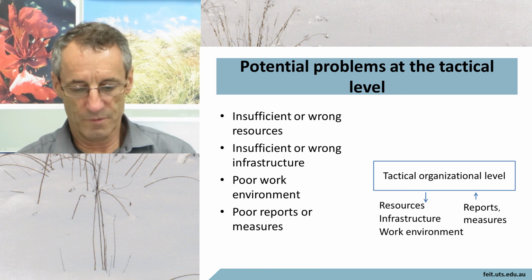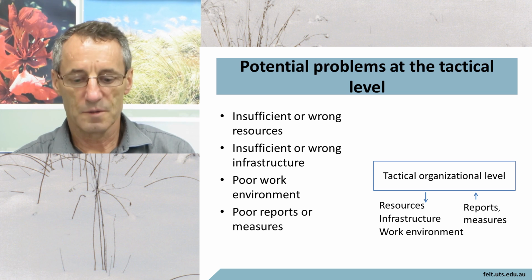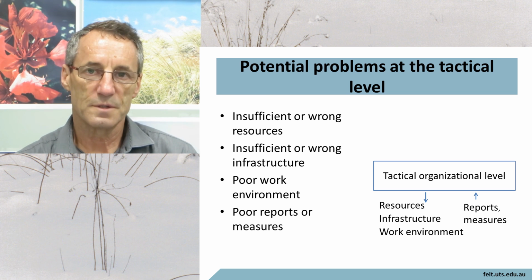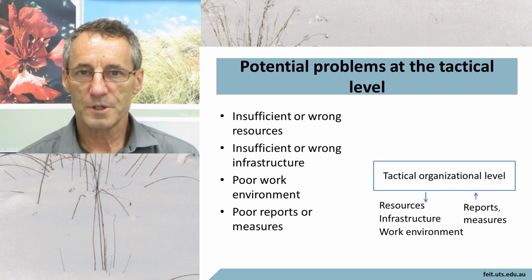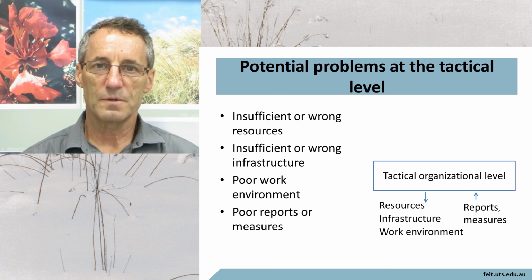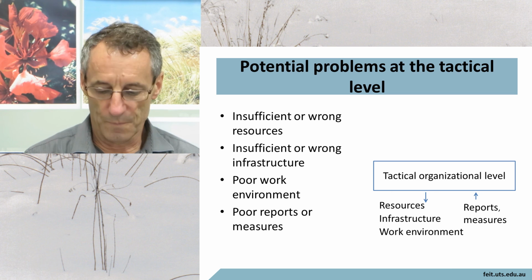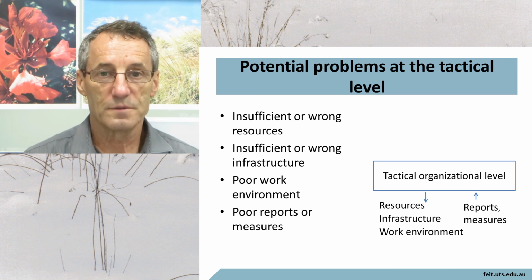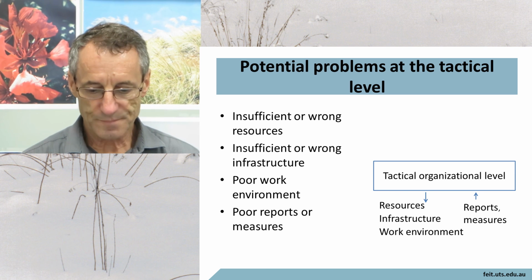A poor work environment we probably also covered. But again, subtly, poor reports or measures. If the people running the quality management system don't quite understand what information they need from the operational layer, then they're not going to run the quality management system that well. And this happens a lot. People measure what they can measure, not what's useful to measure.